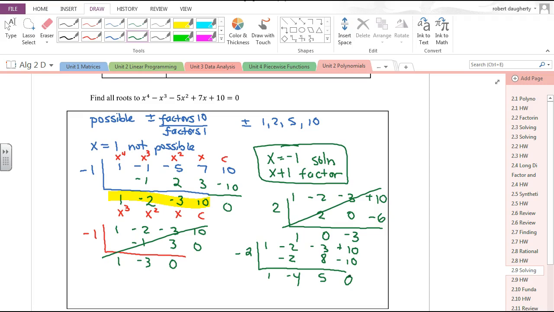If you find yourself on a test and you're trying everything and nothing's working, somewhere along the line you made an arithmetic mistake like I just did, okay. So what does this mean? X equal negative 2 is a solution, and the factor is what? X plus 2.